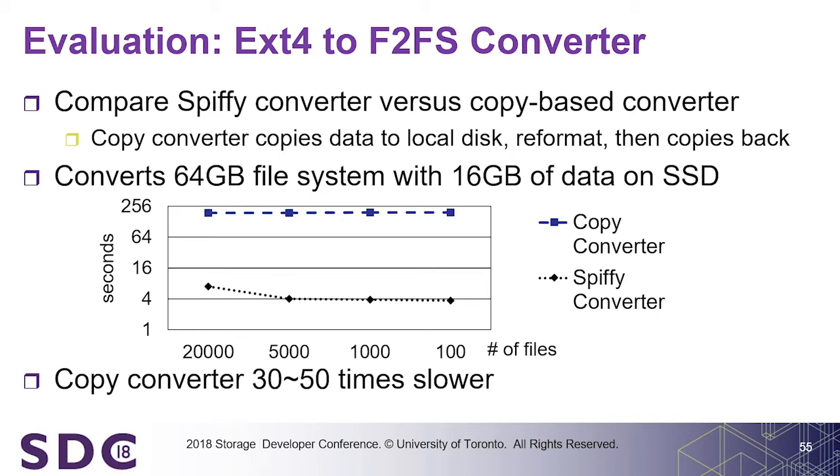With fewer files in the file system, less metadata needs to be converted, which reduces the conversion time for our tool. The copy converter performance is dominated by the size of the file system data and doesn't vary much for different numbers of files. In this log graph, we can see that the copy converter is about 30 to 50 times slower than our Spiffy converter.